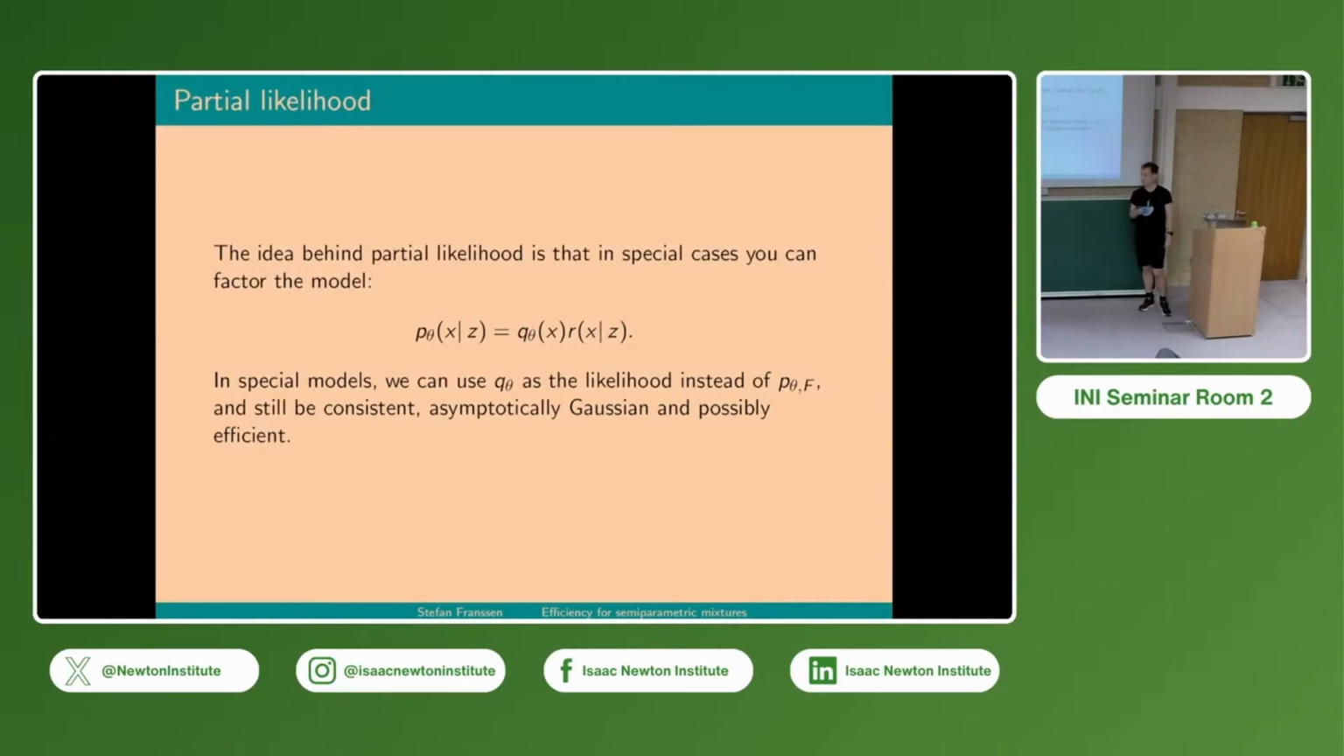Yeah, that was a typo. The typo, like there should be a theta.